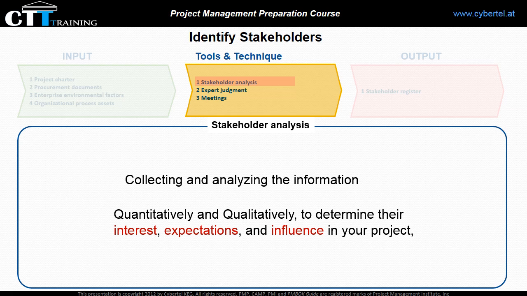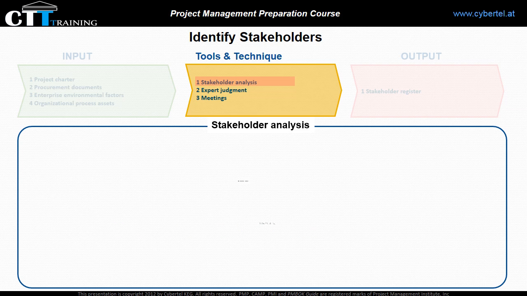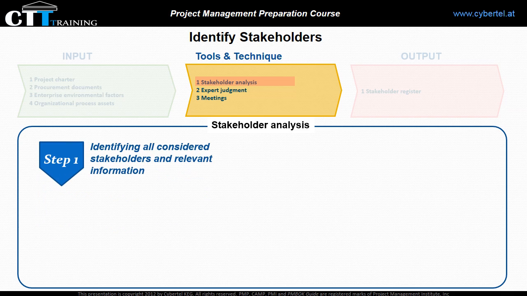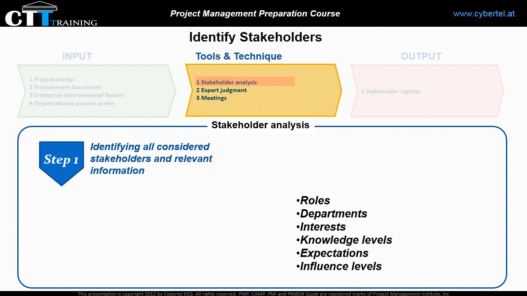This technique also helps to identify the relationships among stakeholders, and with the project, to enhance the project's chance of success. How can I apply this analysis? Well, stakeholder analysis generally follows 3 steps. Step 1. Identifying all considered stakeholders and relevant information. What kind of information? Information such as their roles, departments, interests, knowledge levels, expectations, and influence levels.